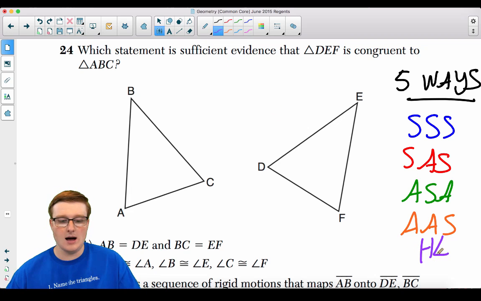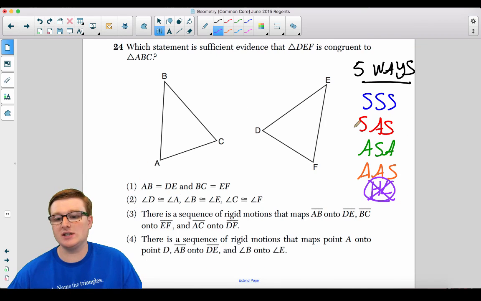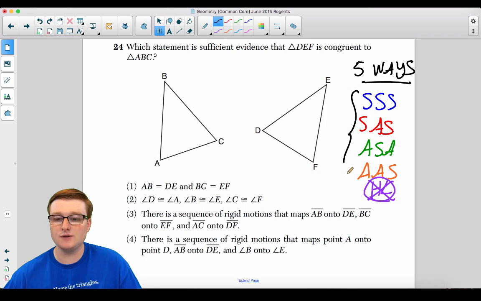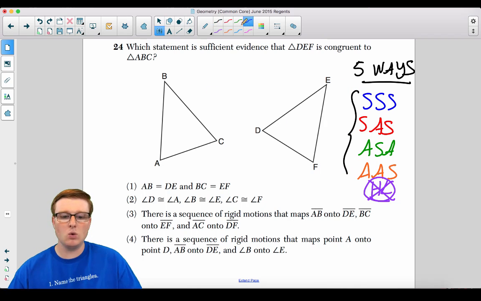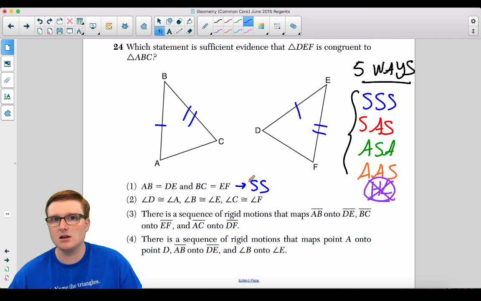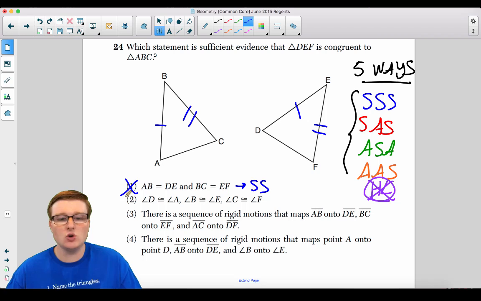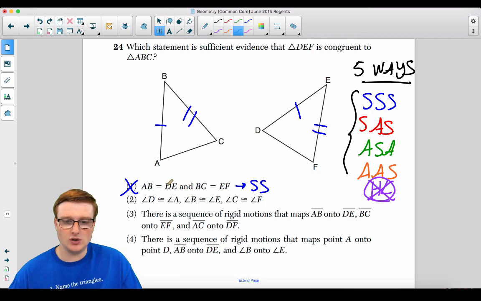Well, we cannot prove hypotenuse, leg in this because it does not say anywhere in the instructions that triangle DEF and triangle ABC are right triangles. So what we have to do is go through each answer choice and figure out which one of these 4 would work. So, number 1 is showing that AB is congruent to DE and BC is congruent to EF. Well, that's cool, but that's side, side. You can't prove triangles congruent by side, side. It has to be side, side, side. But that's not showing it. So choice 1's wrong.